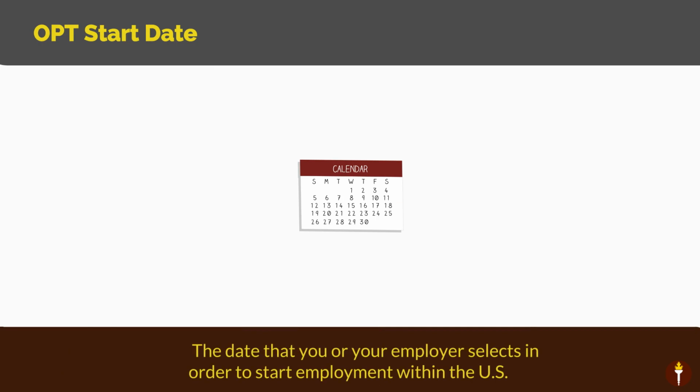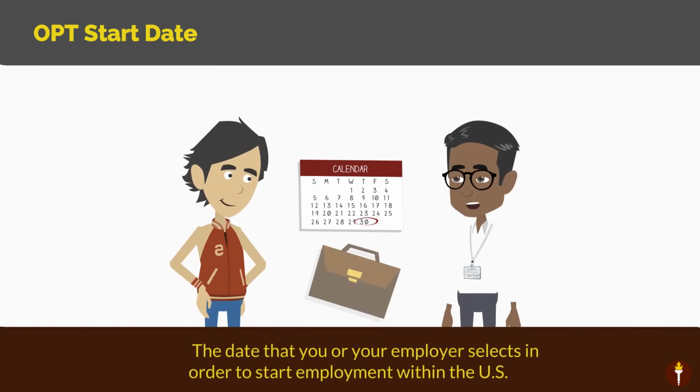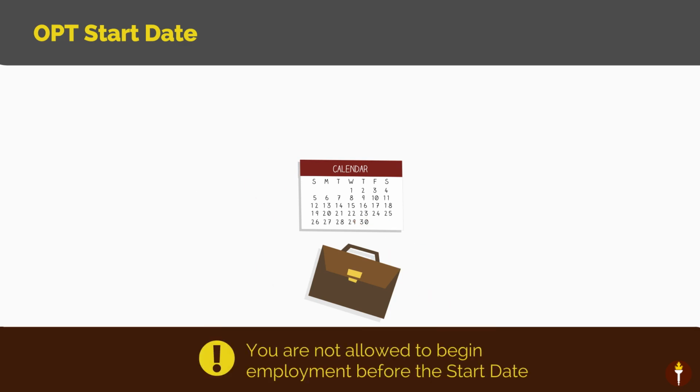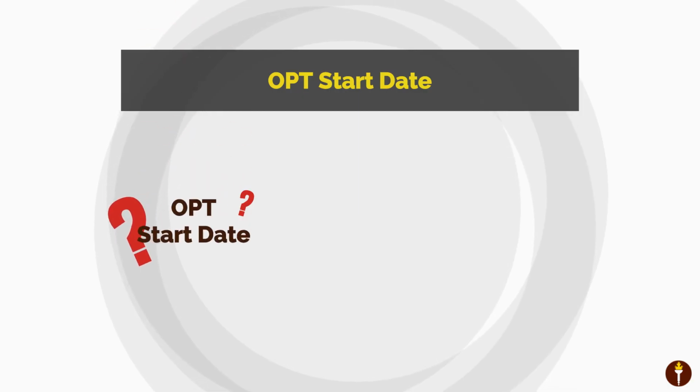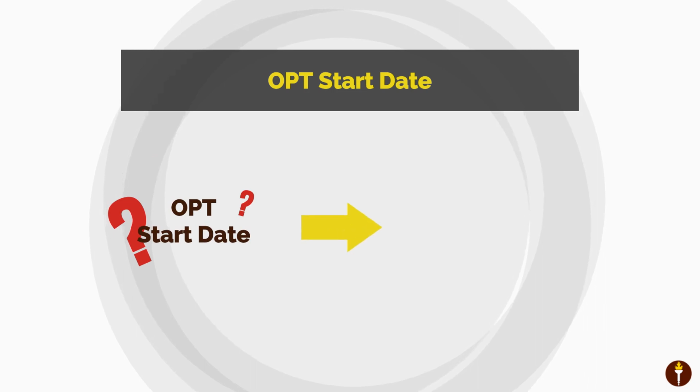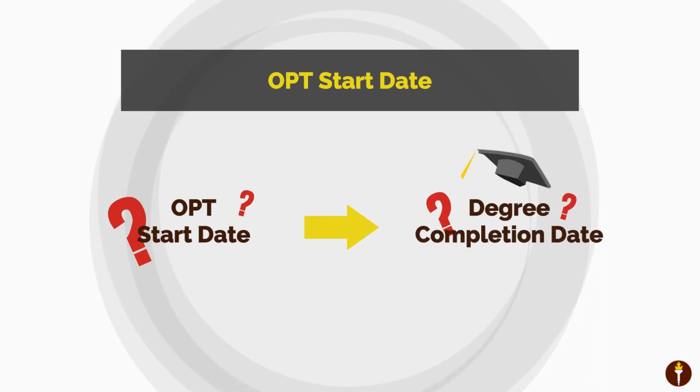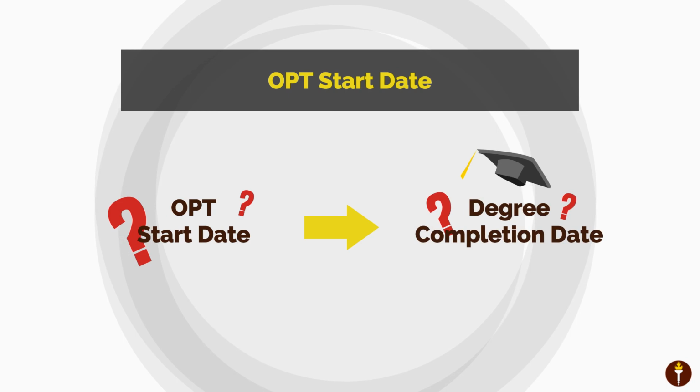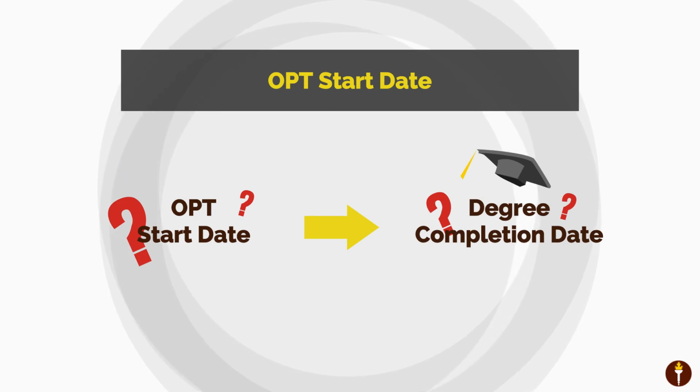An OPT start date is the date that you or your employer selects in order to start employment within the U.S. You are not allowed to begin employment before the start date. To help determine your OPT start date, you must identify your degree completion date, which may affect the program end date indicated on your I-20.